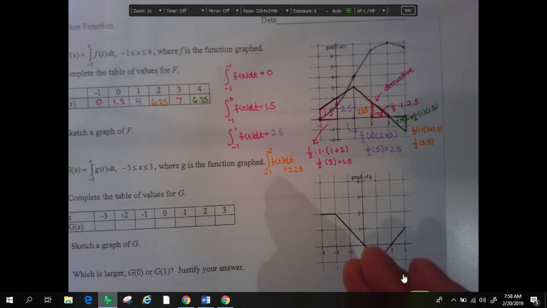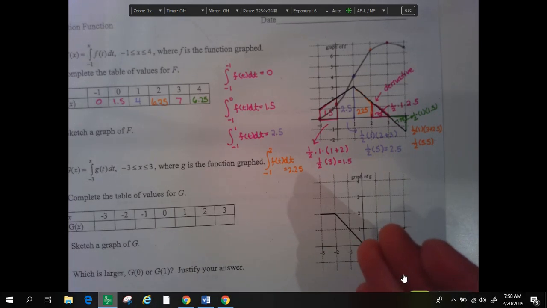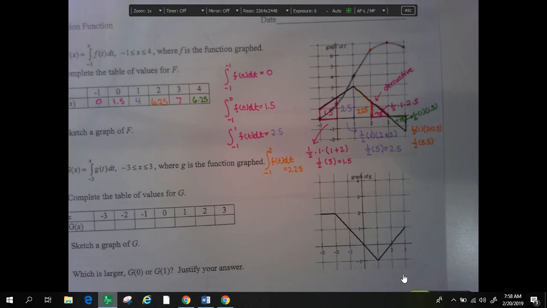Okay, so my suggestion is pause the video, try part A and part B of number 2, and then we'll get to part C and part D where we will catch back up with each other. So I'm going to stop this and do a second video.